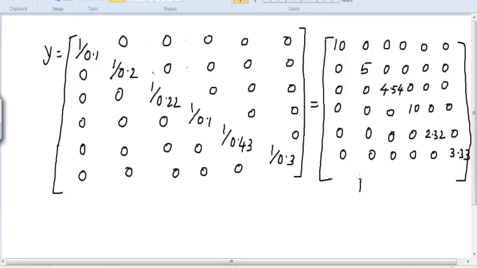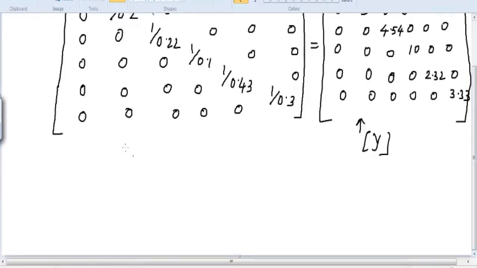So this is your matrix Y. Now see, everything is available with you. You have A, you have Y. Now what is the formula? The formula is Y bus is equal to A transpose Y A. So insert all these values and quickly reply what will be the answer.